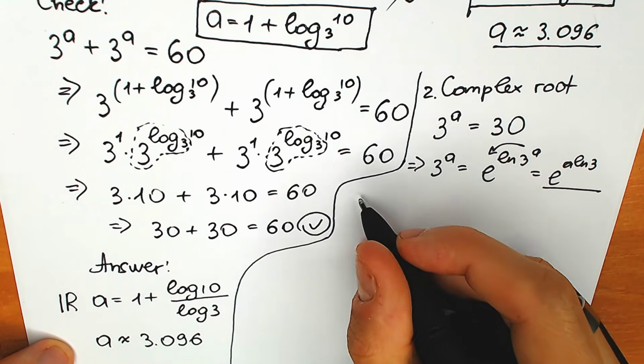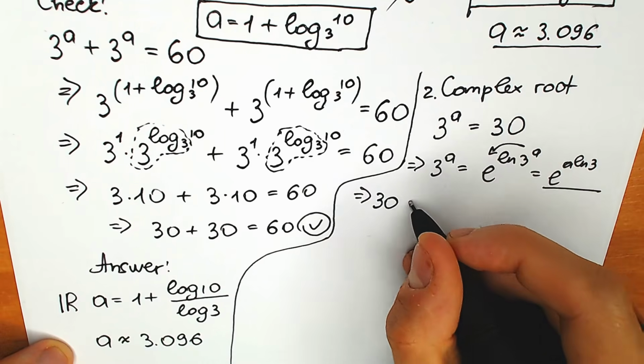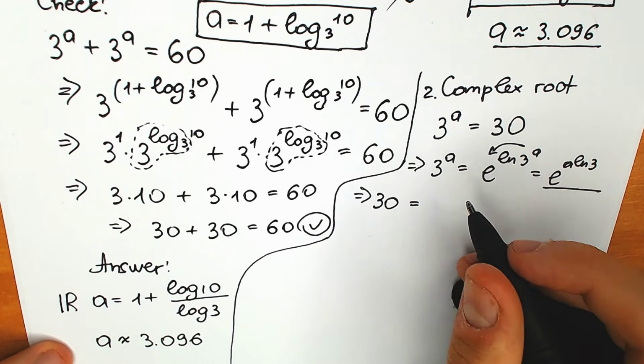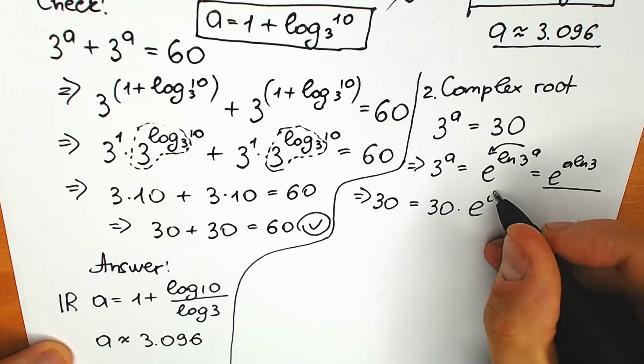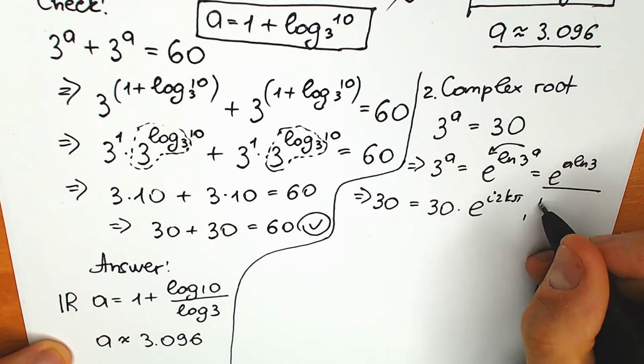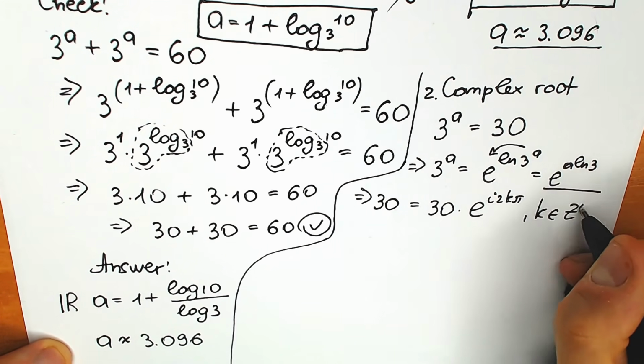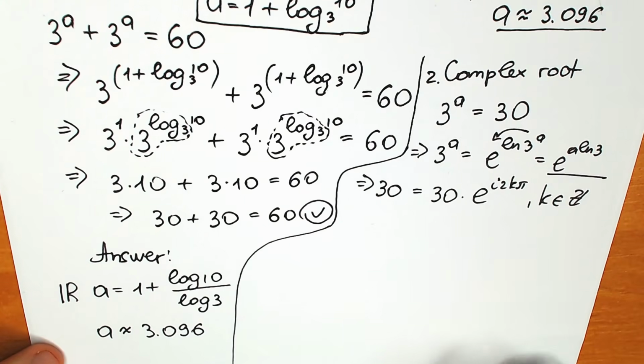Right now, instead of 30, how can we rewrite 30 in terms of complex numbers? In terms of identity, 30 can be written as 30 times e to the power i to k pi. And we are talking about k from the set of integers. Okay, I hope you understand it.